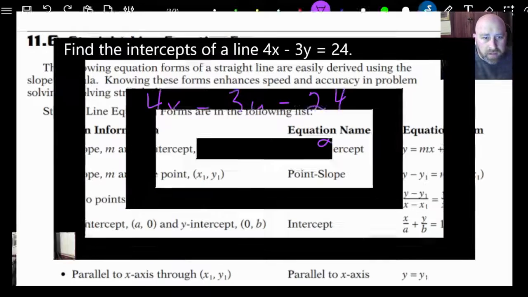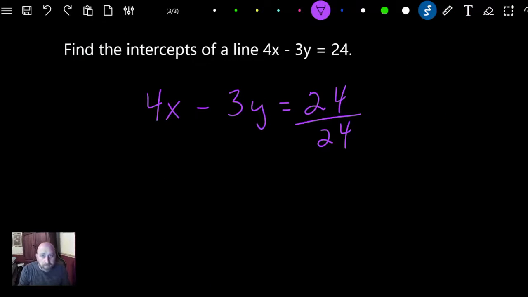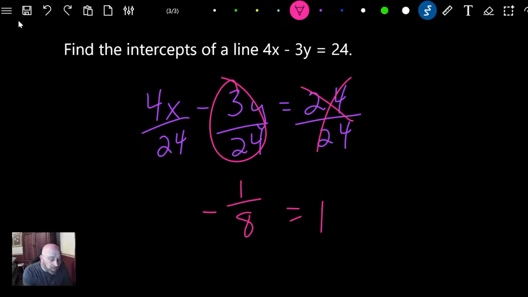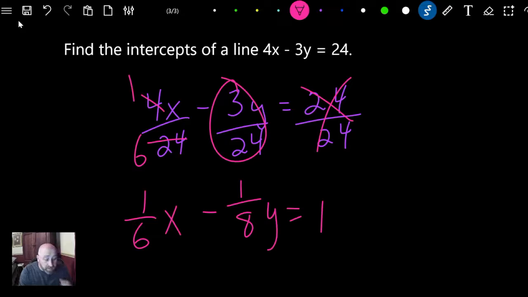So let's come back over here and continue this problem. If we divide one thing by 24, we have to divide everything by 24. This one's going to cancel, and that's going to give us a 1. Then we'll reduce this, so we get a minus 1 over 8. And then we reduce the x and we get 1 over 6. So this is the x term, and this is the y term.